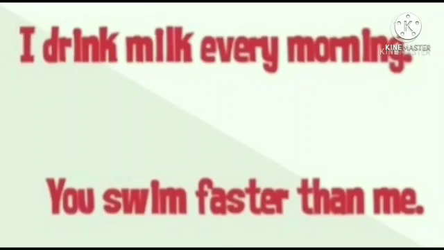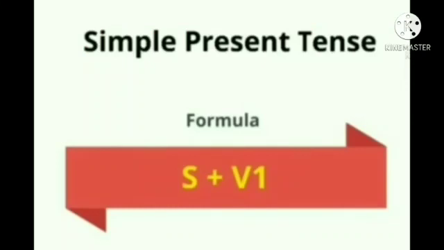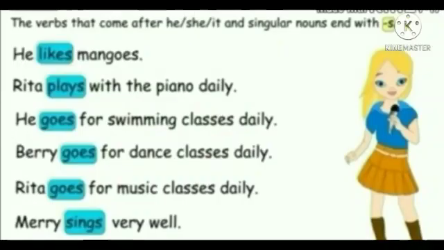You swim faster than me. For both of these examples, the verb comes after I and you, that is, drink and swim. They do not have S even though they are singular. So the formula for simple present tense is subject plus V1.